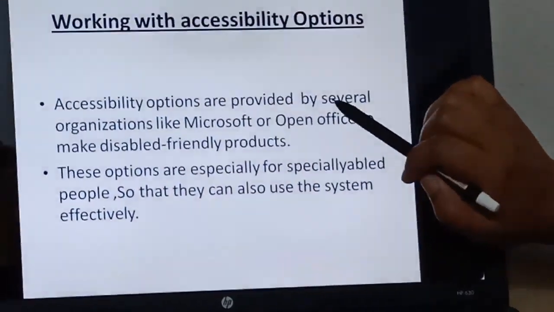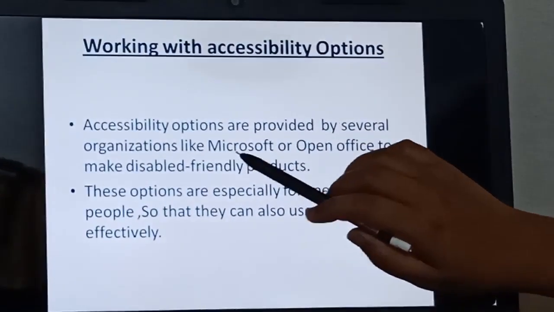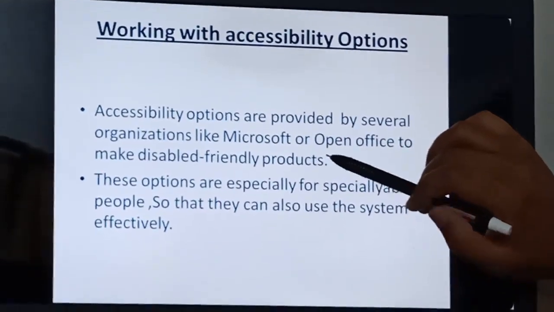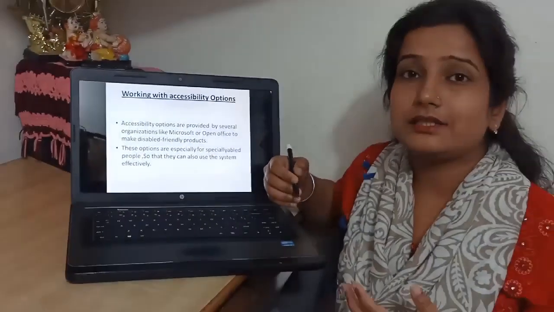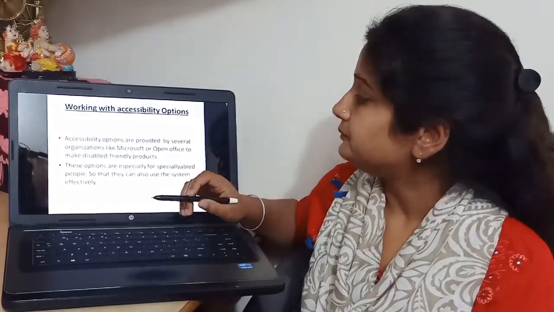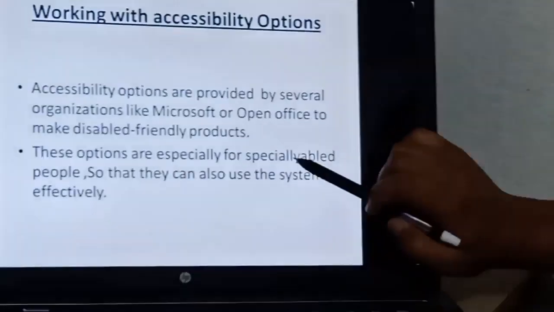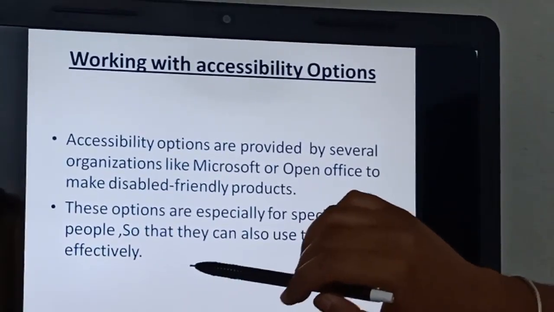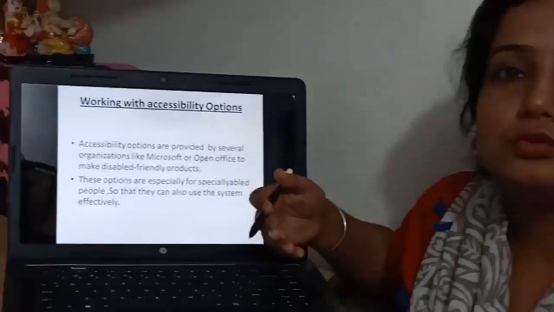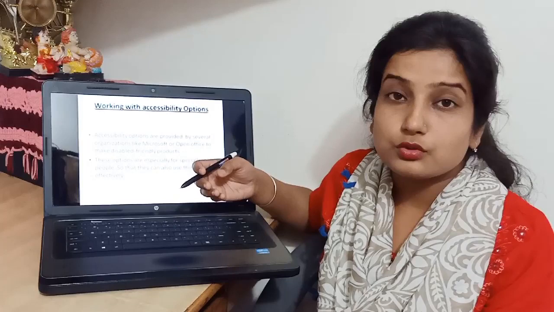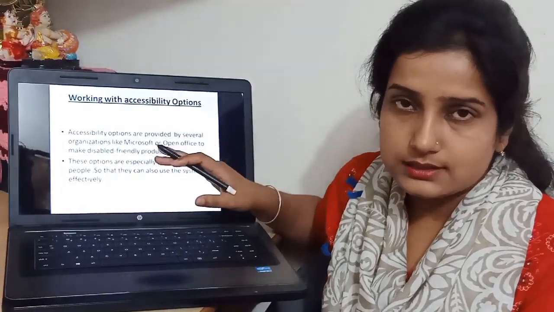Accessibility options are provided by several organizations like Microsoft or Open Office to make disabled-friendly products. They are created to make products like software, hardware, operating systems and computer systems user friendly for specially able people, so that they can also use the system effectively and make their tasks easy by using a computer system. Those options we are going to study in this session.